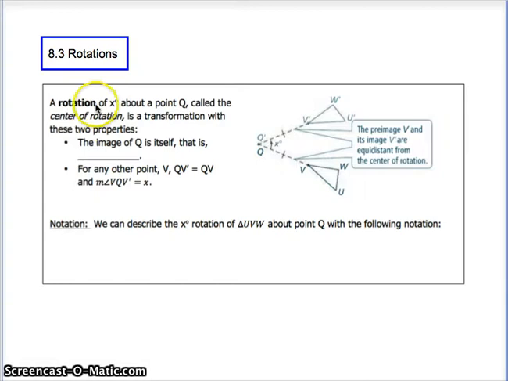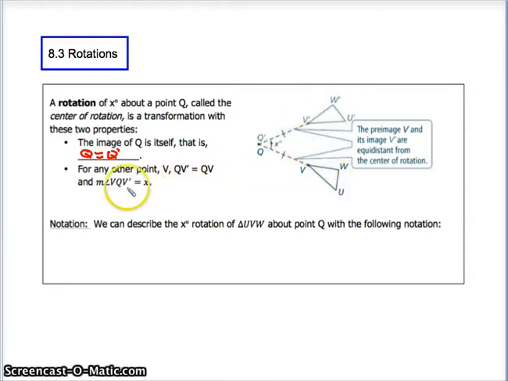A rotation of x degrees about point Q, which also means around point Q, and that's called the center of the rotation, is a transformation with these two properties. The image of Q itself is Q prime. Okay, that point Q does not move. I'm rotating the whole figure around it, so if I were to rotate Q, it just stays in that one little spot.